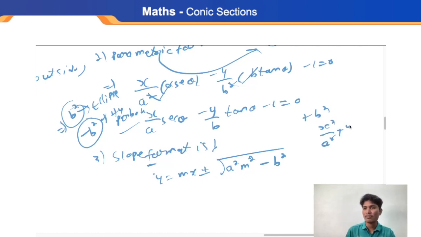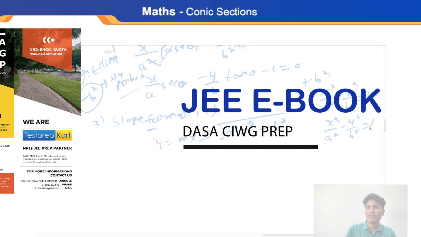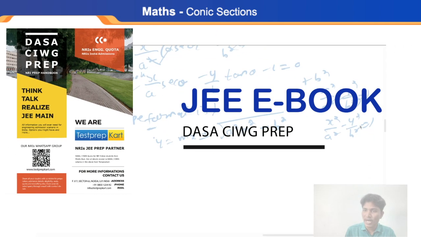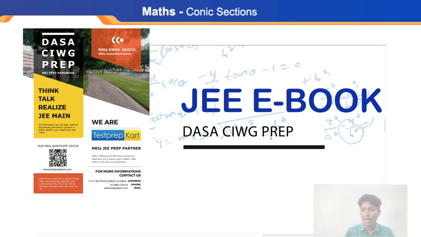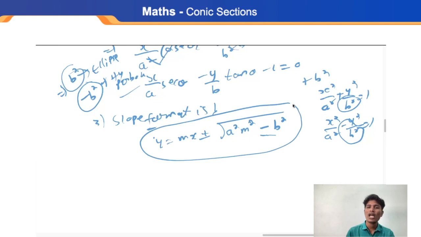X square by a square plus y square by b square is equal to 1 is the ellipse equation. But x square by a square minus y square by b square is equal to 1 is the hyperbola equation. If you see, plus b square is changed to minus b square, so the entire equation becomes the hyperbola. So remember guys, don't make the silly mistake of keeping the minus in the ellipse, which will give the answer of a hyperbola.